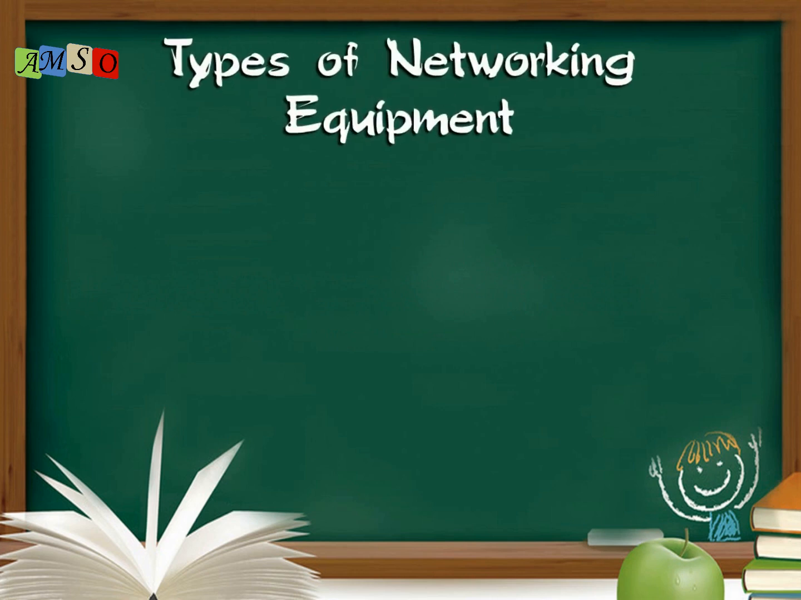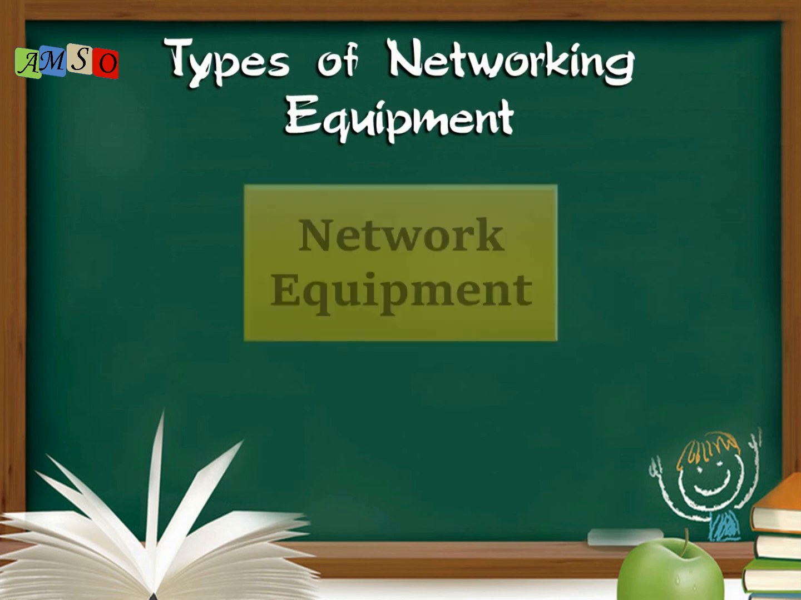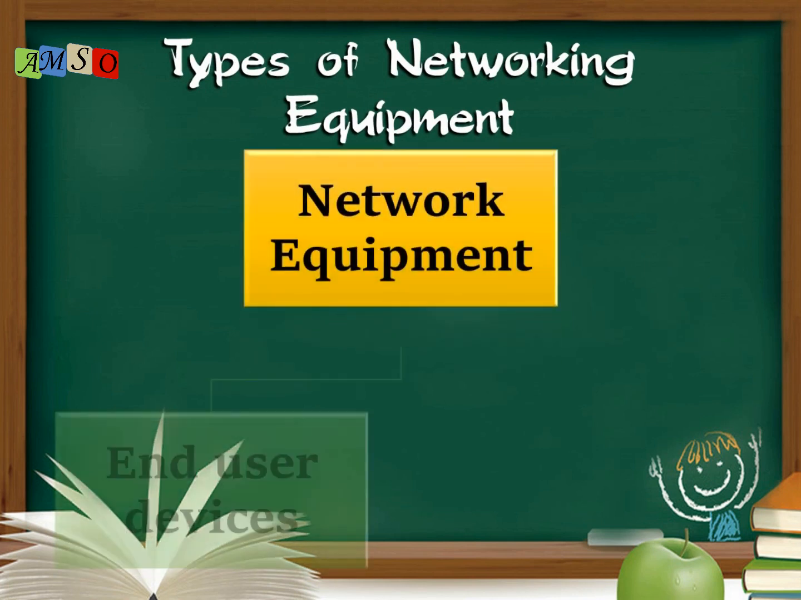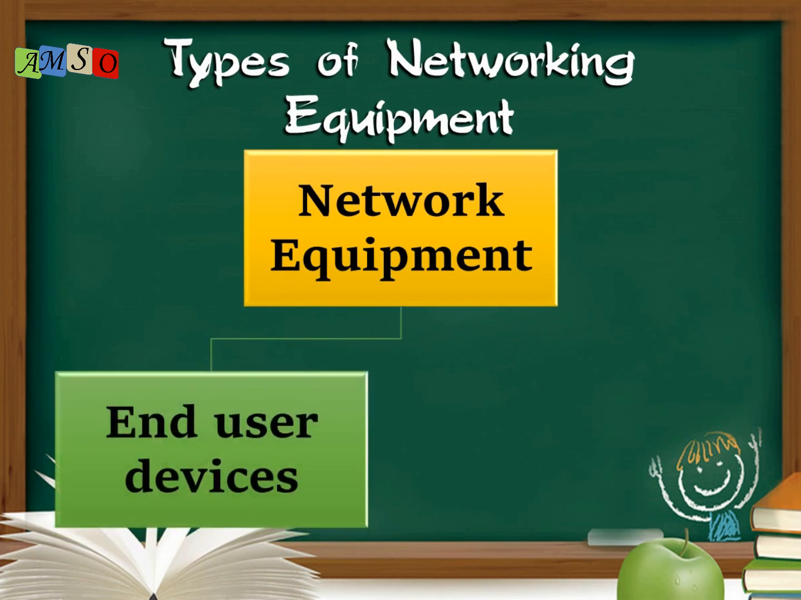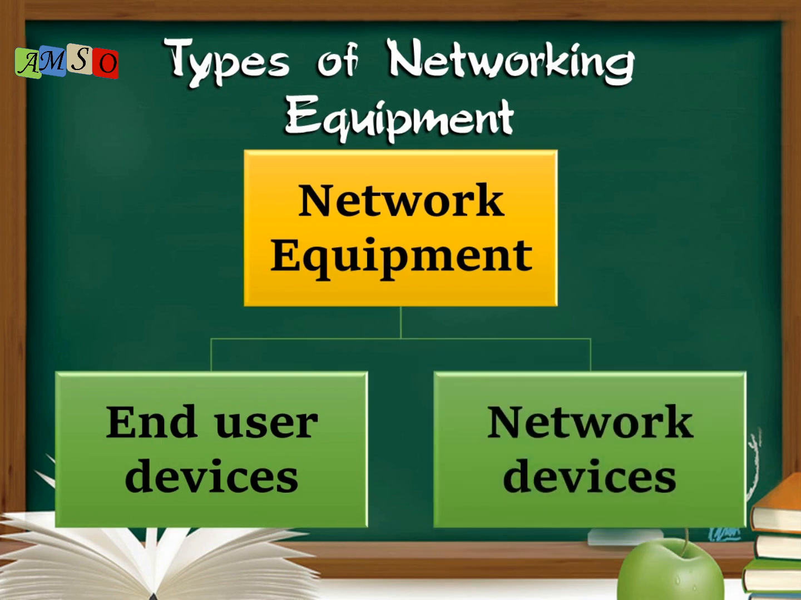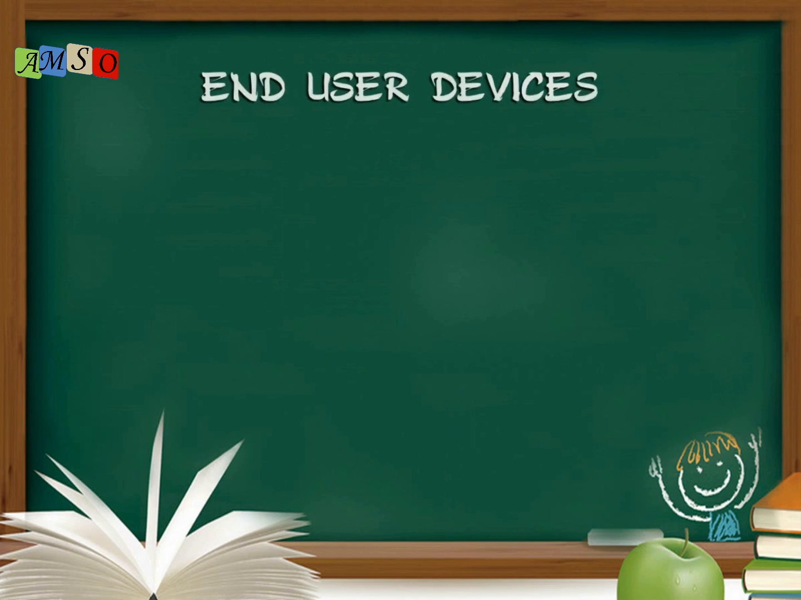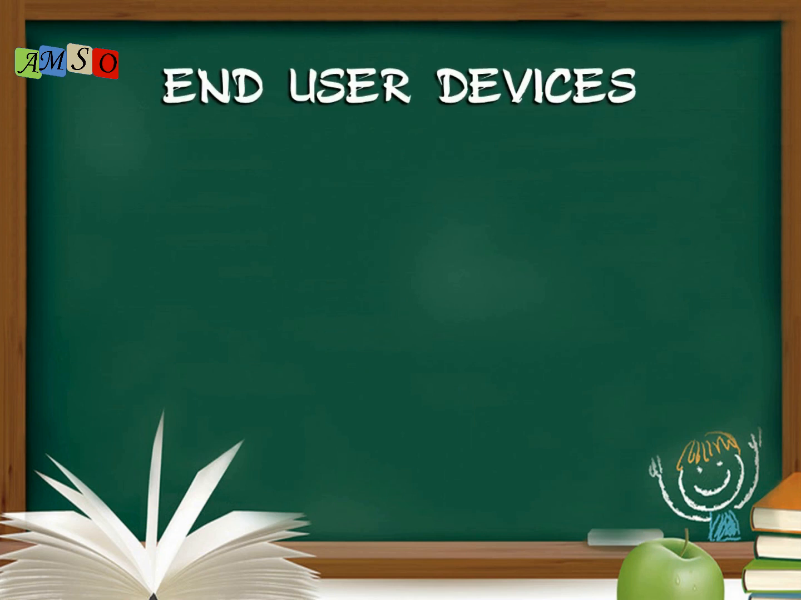So now, we are going to see the types of networking equipment. The first one we are going to talk about is the end user devices, and the second one is the network devices. They are categorized into two. The first one, end user devices, and the second, network devices.